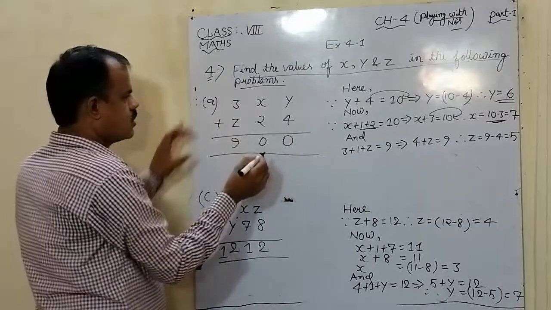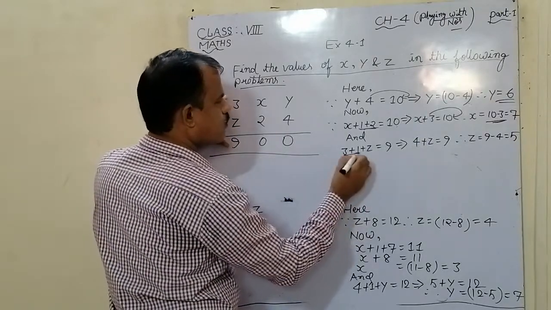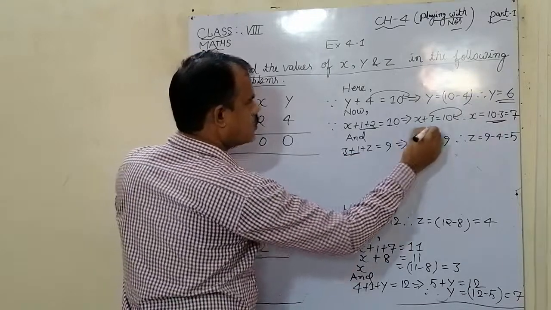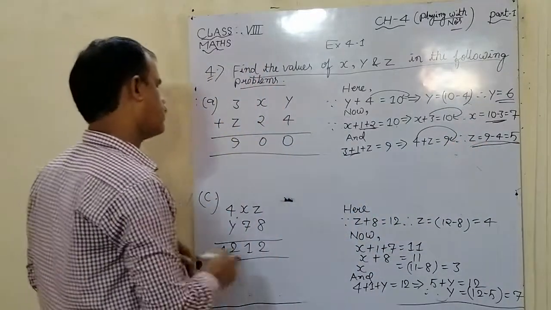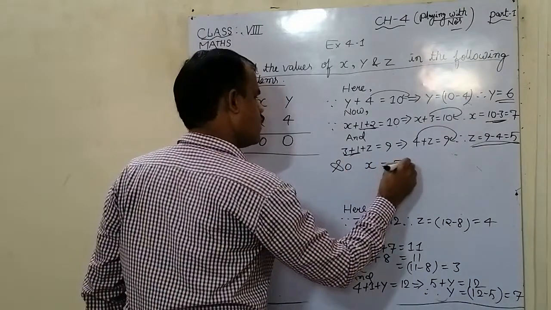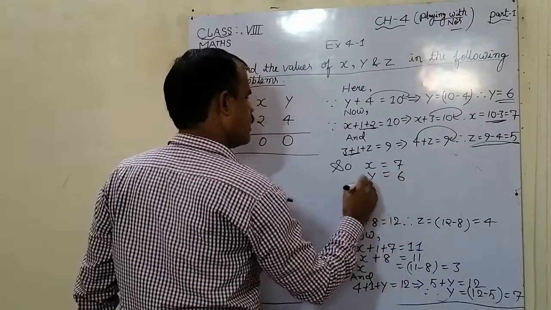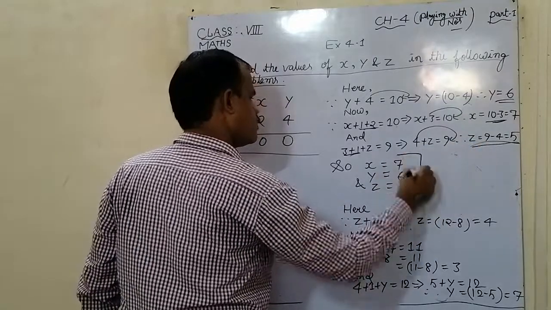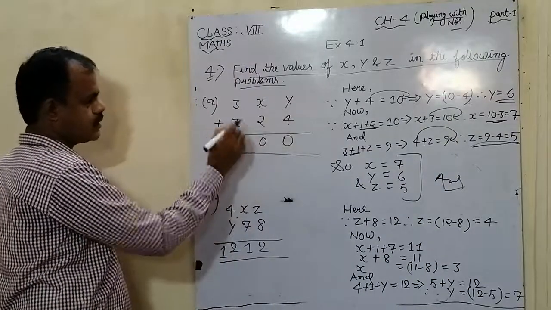This is the 100 place. So we write 3 plus 1 plus z equal to 9. 3 plus 1 is 4. 4 plus z equal to 9. So z equal to 9 minus 4. So it becomes 5. So z equal to 5. In this way we have to solve. So we can write the value of x is 7, the value of y is 6 and the value of z is 5. So this is the answer. We find the value of x, y and z.